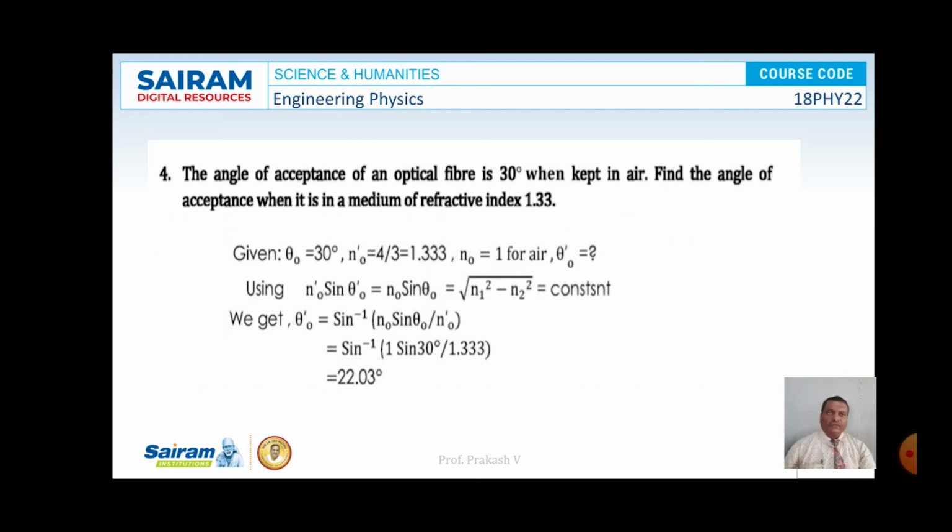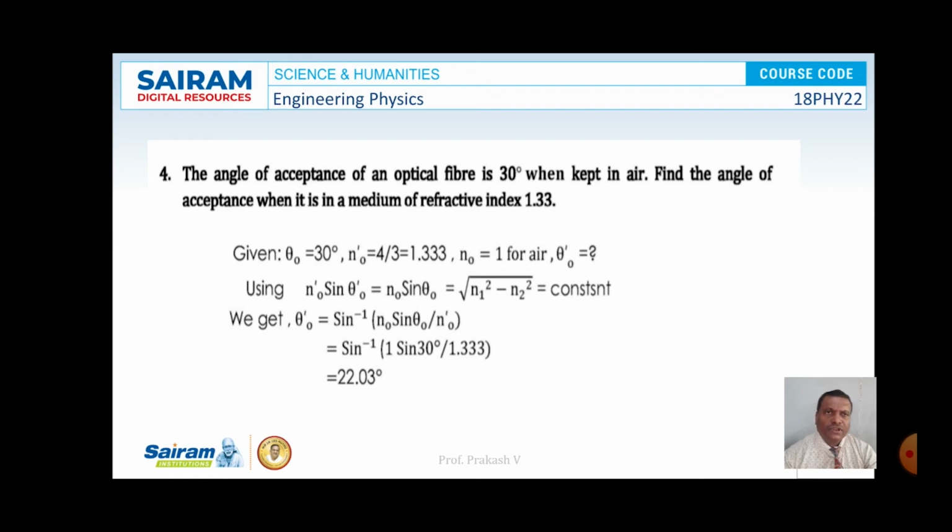The angle of acceptance of an optical fiber is 30 degree when kept in air. Find the angle of acceptance when it is in a medium of refractive index 1.33. Here theta naught is 30 degrees, n0 for air is 1 and the medium's refractive index is 4 by 3, that is 1.333. What is the value of the new angle of acceptance?